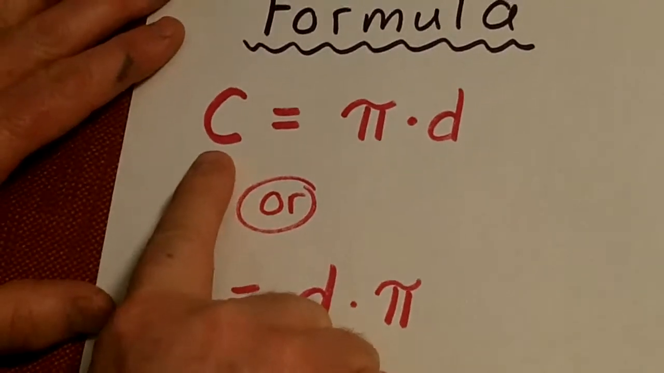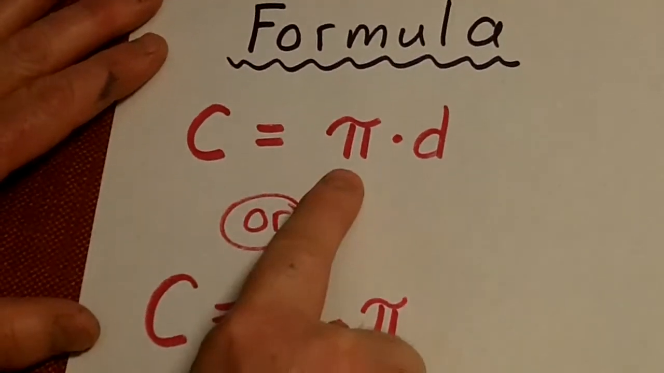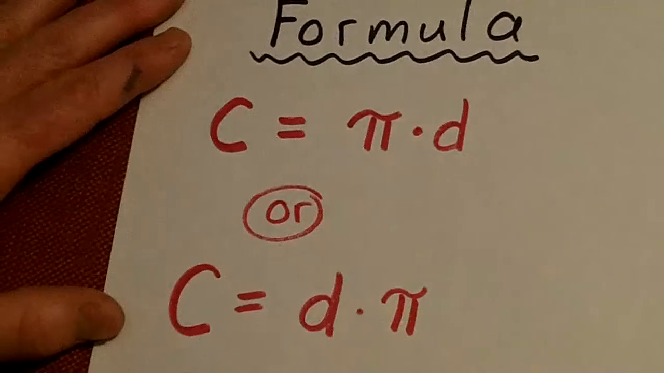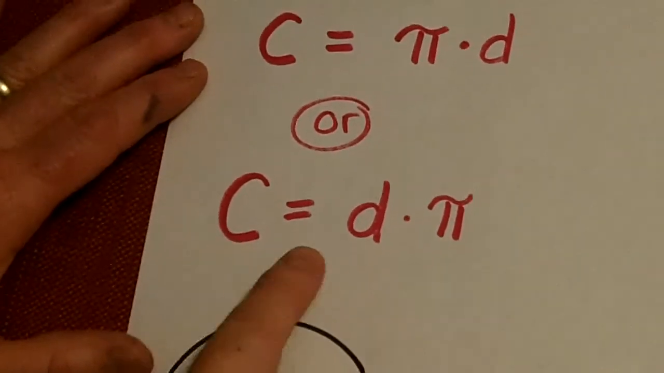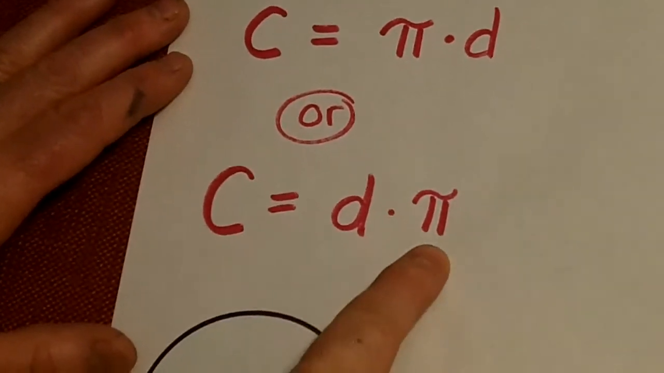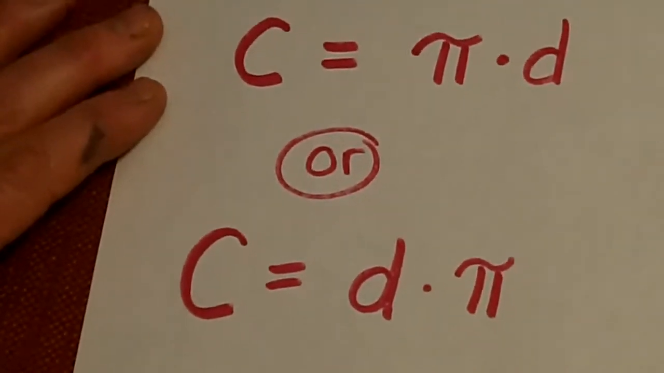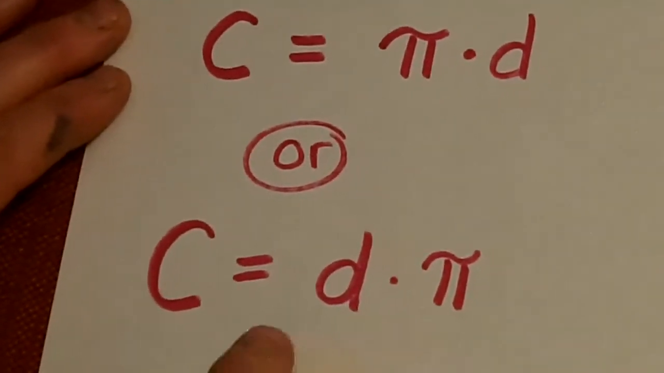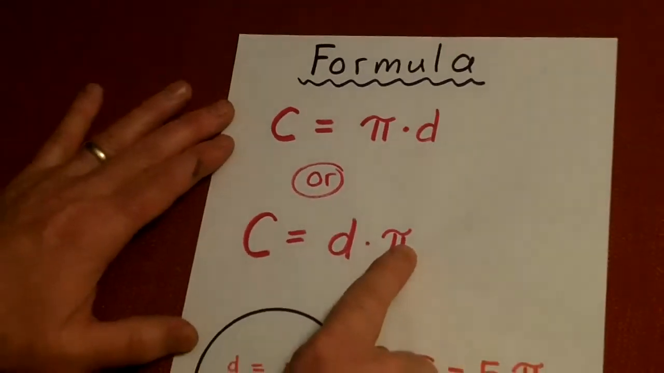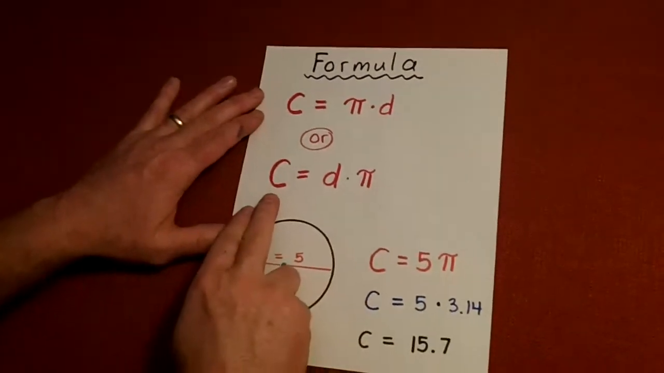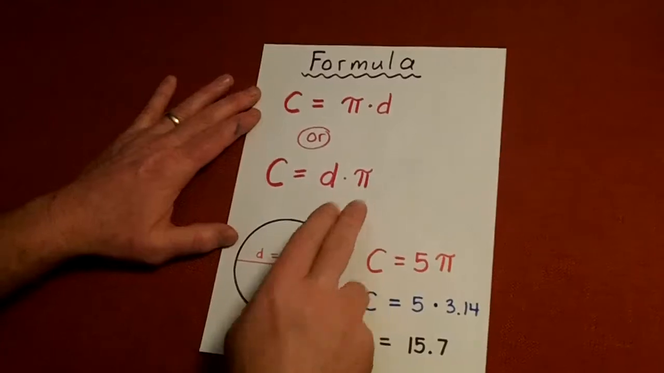In a book, you'll see it as circumference equals pi times d. I like to say circumference equals diameter times pi because when tests and textbooks give us answers, they will usually put like 5 before the pi. So that's why I like to say circumference equals d times pi.